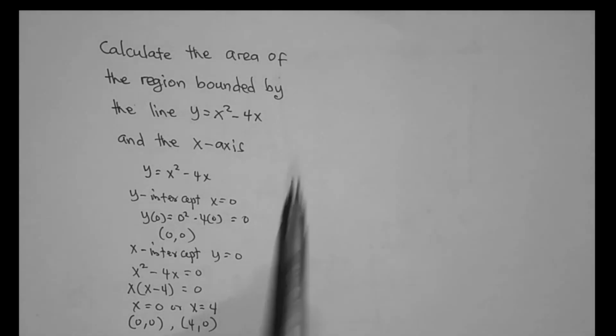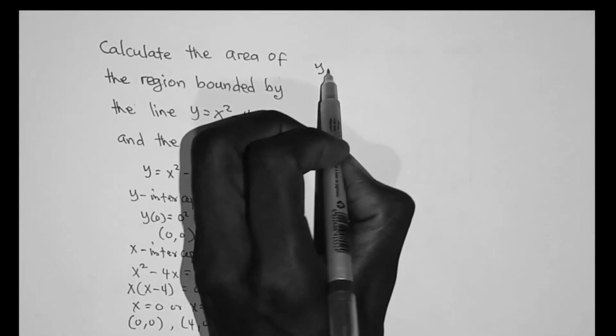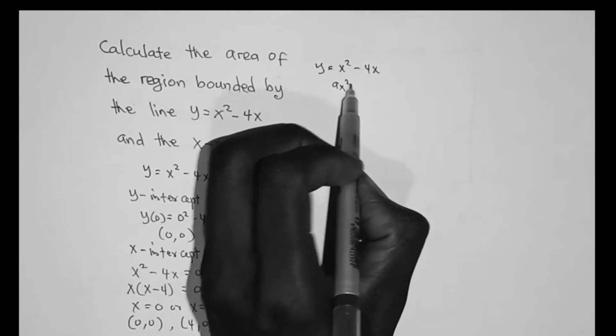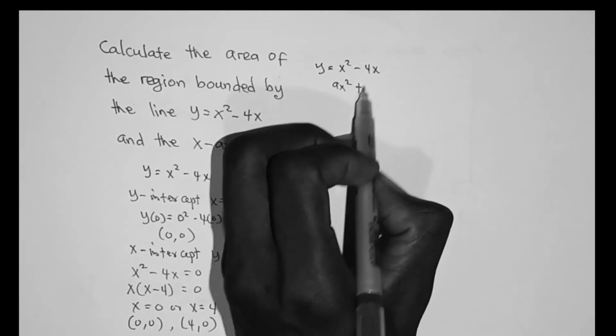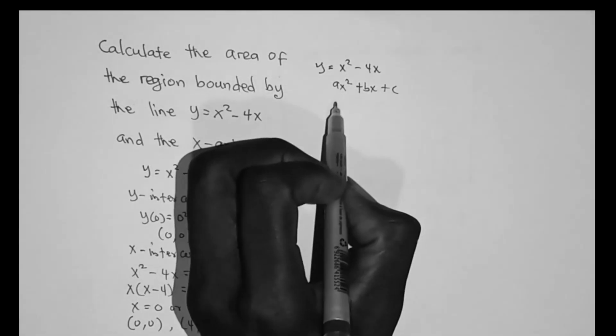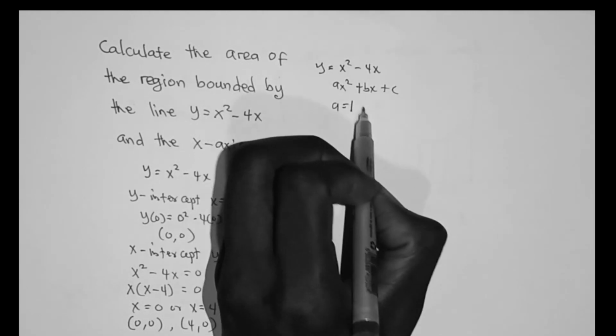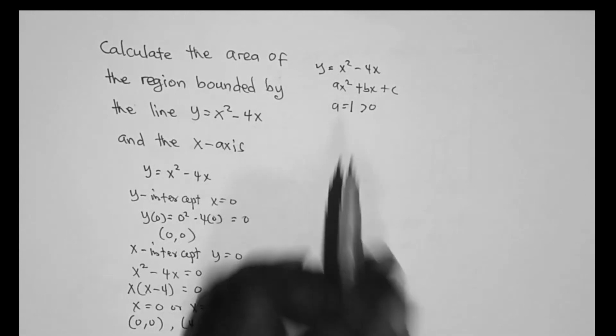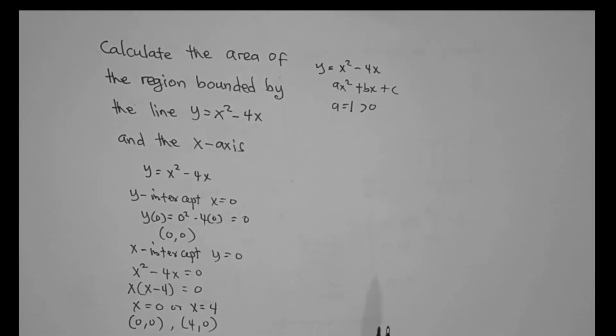So we can see that this curve y equals x squared minus 4x is of the form ax squared plus bx plus c. So we can see that a is equal to 1, which is greater than 0, and therefore the curve is a parabola that opens upward.